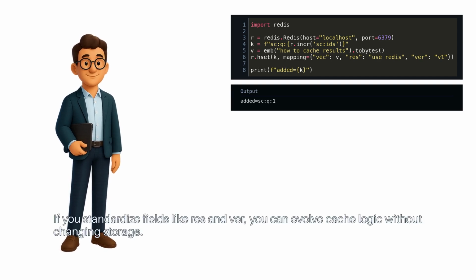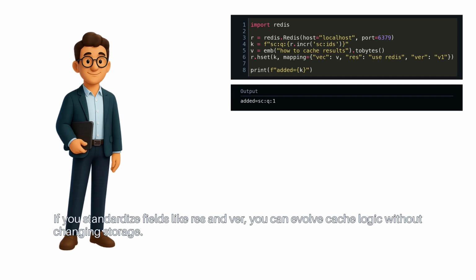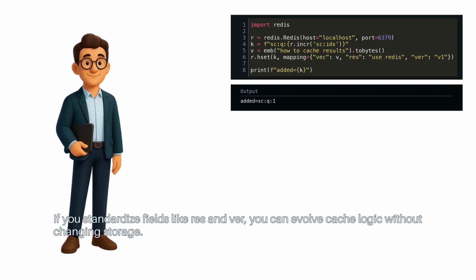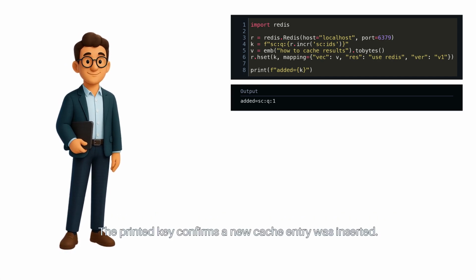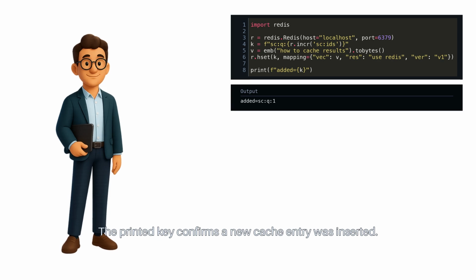If you standardize fields like res and ver, you can evolve cache logic without changing storage. The printed key confirms a new cache entry was inserted.